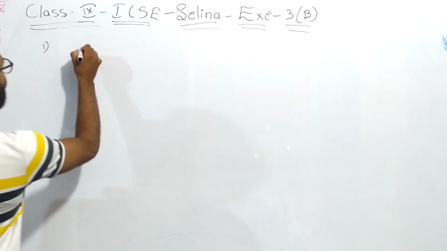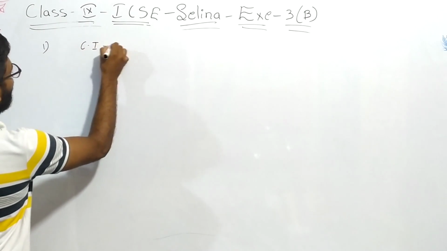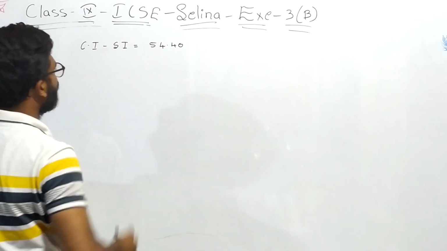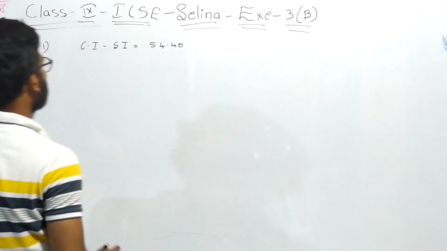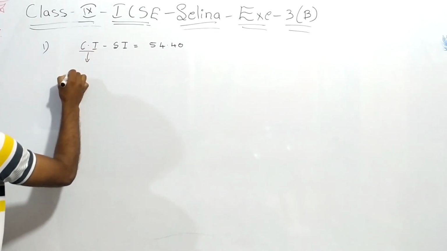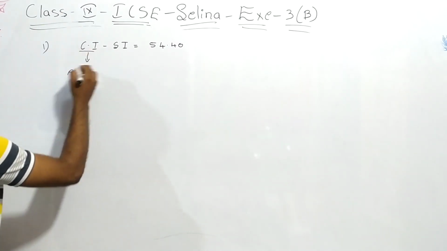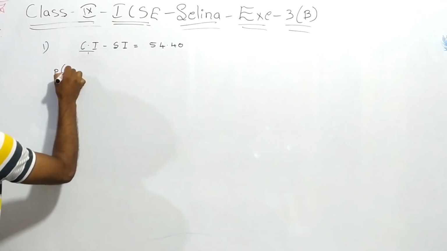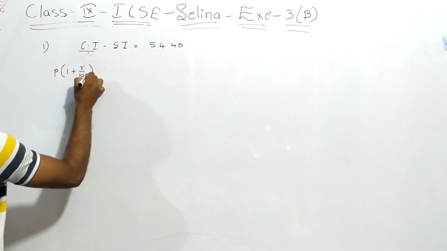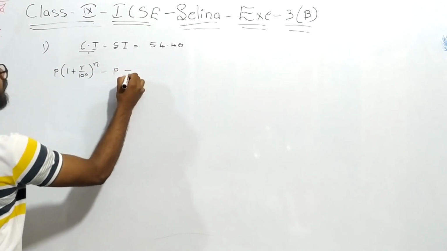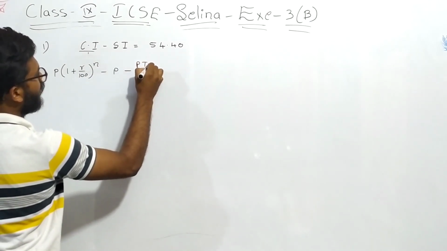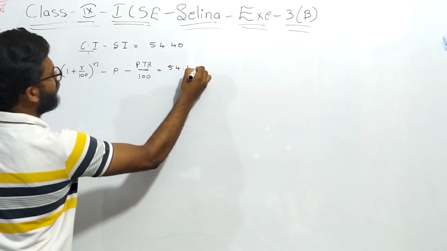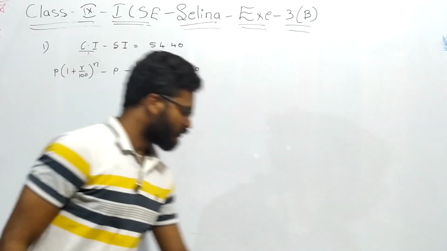So here they gave the difference, right? So compound interest minus simple interest is equal to 54.40. So we know the formula for compound interest. Compound interest is nothing but amount minus principal, right? So here, how can we find the amount? We know the formula for amount: P into (1 plus R by 100) whole power n, minus P, minus simple interest, PTR by 100, is equal to 54.40, right?